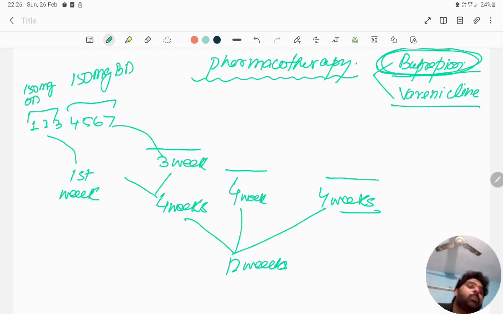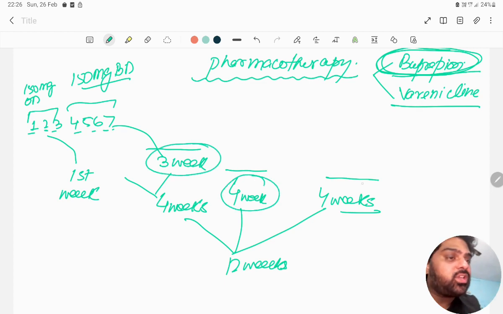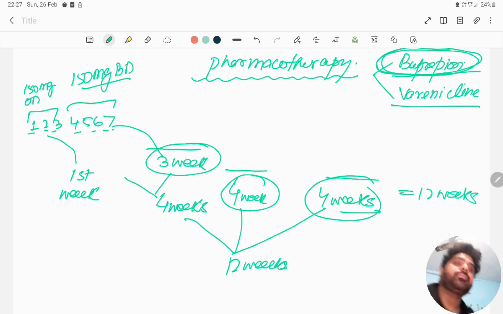So 150 mg OD on the 1st, 2nd and 3rd day, then on the 4th, 5th, 6th and 7th day, 150 mg BD. And this dose will continue through the 3rd week, then the next 4 weeks, and then the last 4 weeks, a total of 12 weeks.